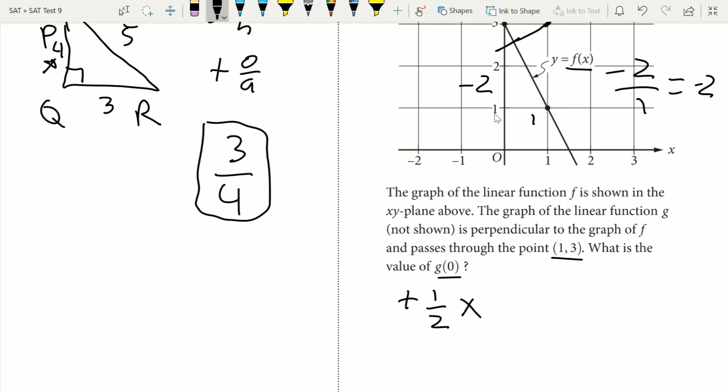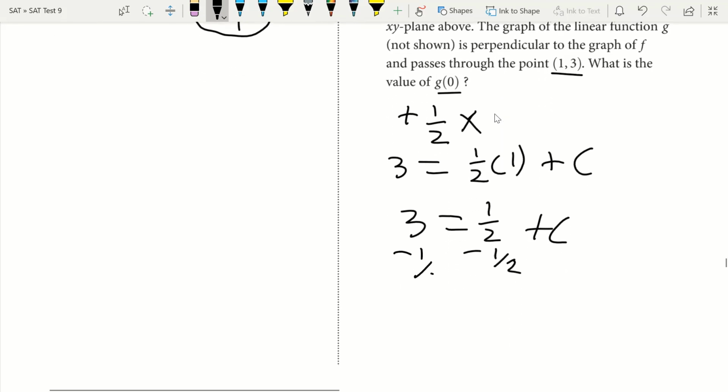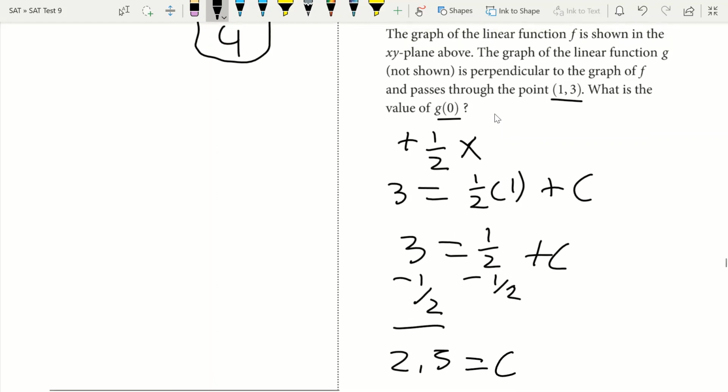So we're going to have positive 1/2 x, right, and we know that we have the point 1, 3, so 3 as our y has to equal 1/2 times our x of 1 plus some constant, right? So what constant does it have to be? That constant could be 0 if it's equal to it already, but it isn't. Because here we see we have 3 is equal to 1/2 times 1, which is 1/2, plus some constant. I subtract 1/2 from each side. 3 minus 1/2 is going to give me 2.5 is equal to my constant c, right?